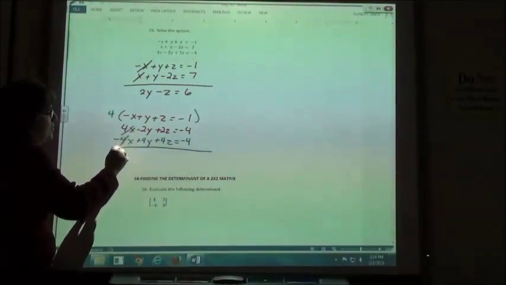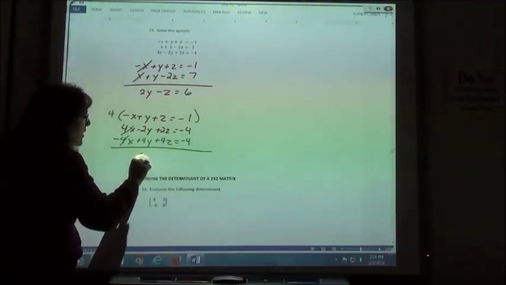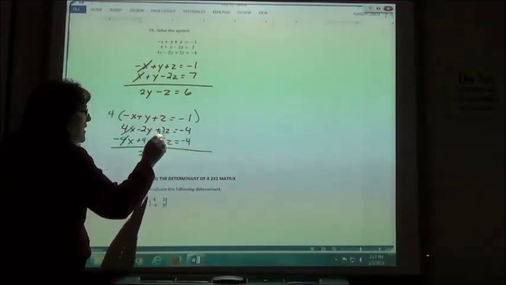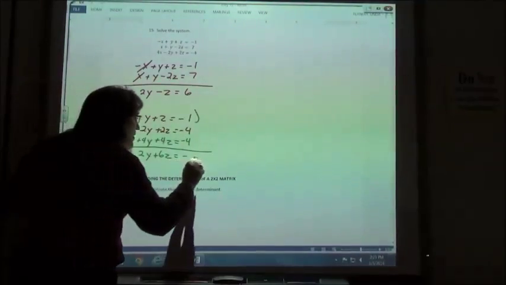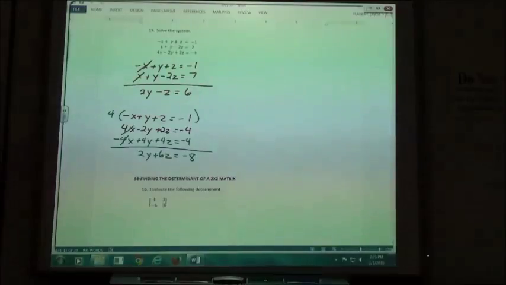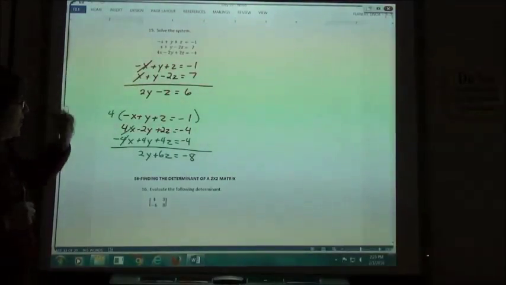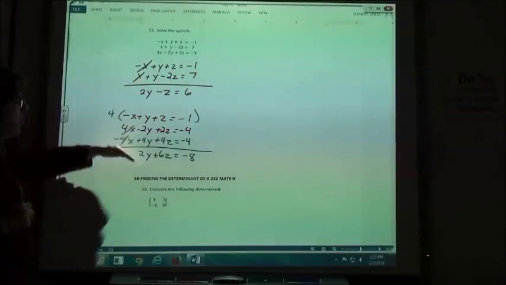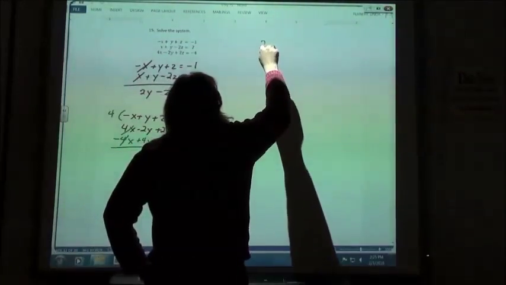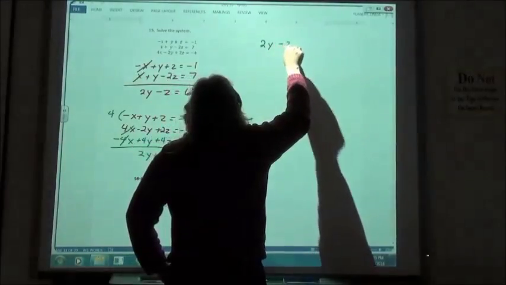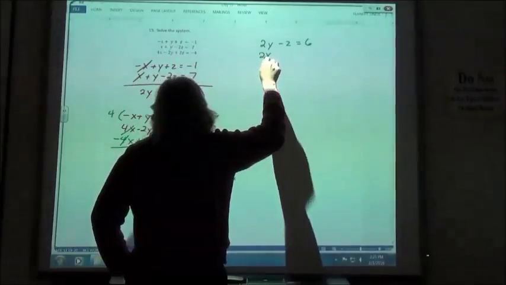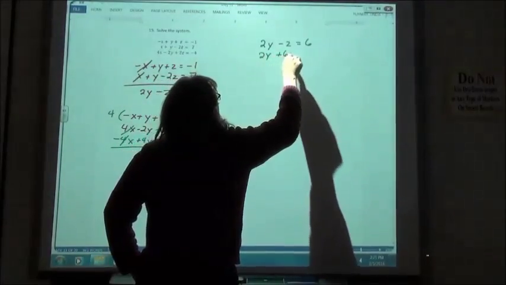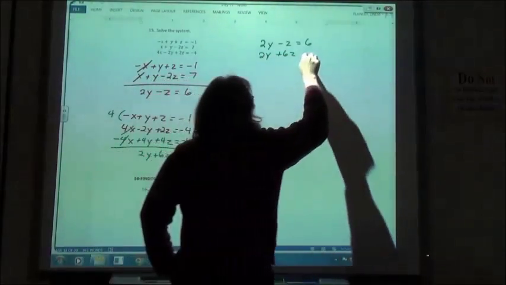So the x's cancel. Negative 2 plus 4 is 2y. 2z plus 4z is 6z. Negative 4 plus negative 4 is negative 8. So 2y plus 6z equals negative 8. So I'm going to take this answer for that equation, this answer for that equation, and work those two together. So I have 2y minus z equals 6. I have 2y plus 6z equals negative 8.